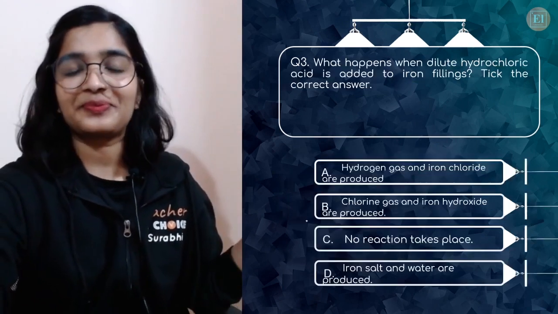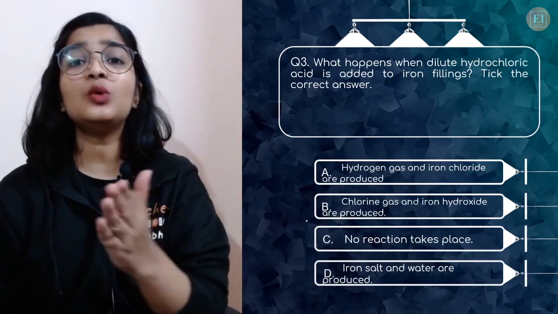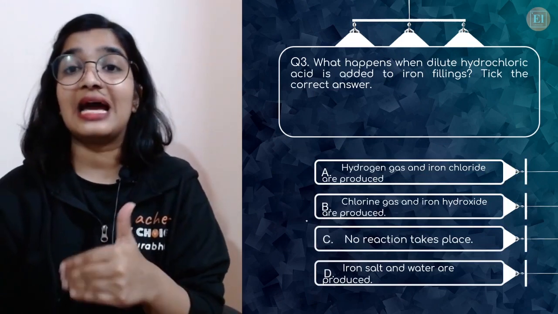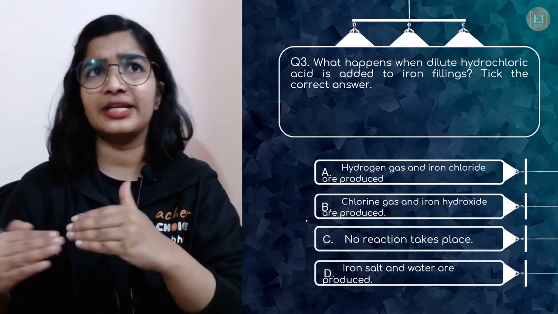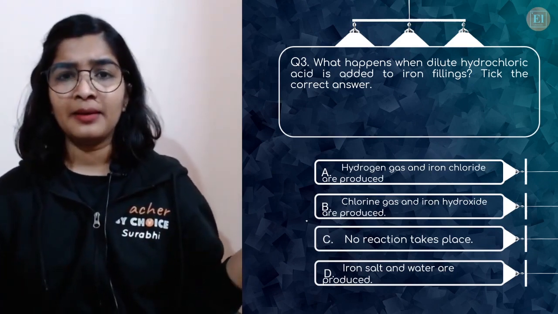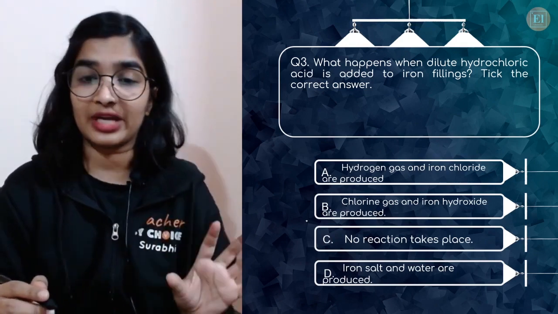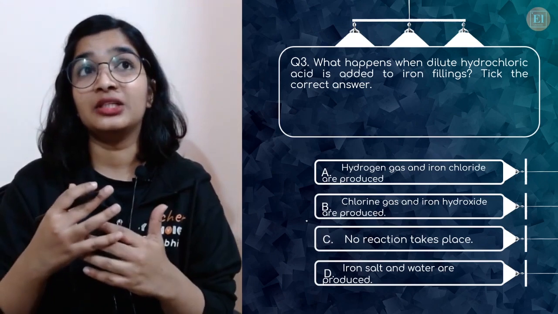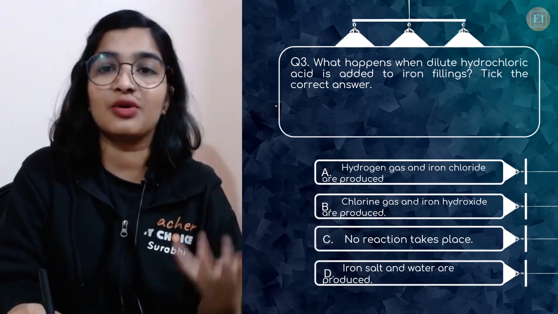Done. Third question. What happens when dilute hydrochloric acid is added to iron filings? Take the correct answer. This question is related to the reactivity of the metals, right? What kind of reaction is this? This is a displacement reaction. But whether the reaction takes place or not is important. That depends on the reactivity of iron.